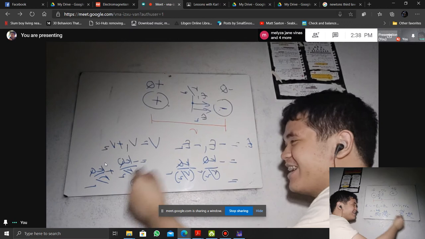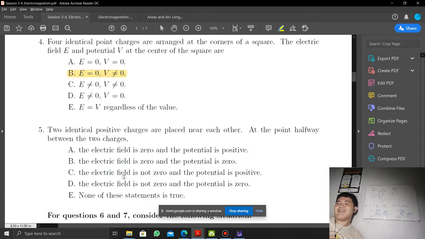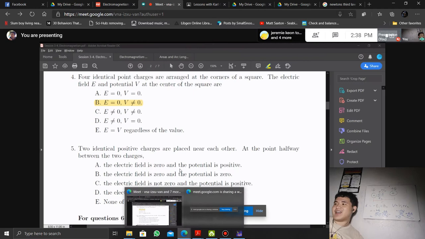Sige, sir. Okay, ayun. So, that's how we do it, no? And kahit di na natin gawin yon, malalaman natin agad if we just draw yung diagram. Okay? Sige. Now, let's continue.